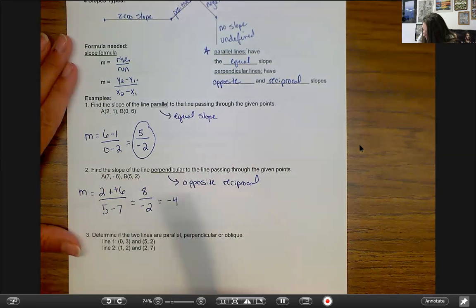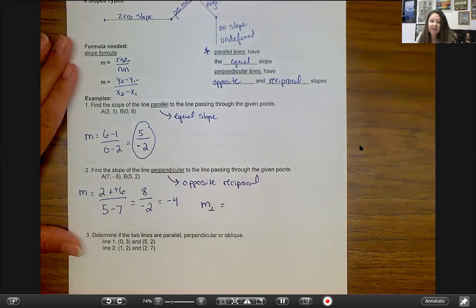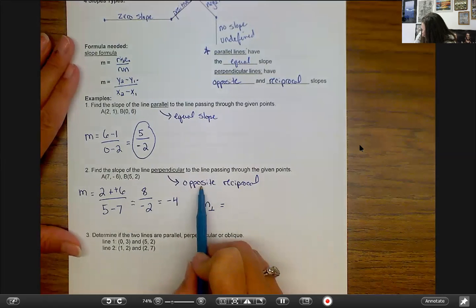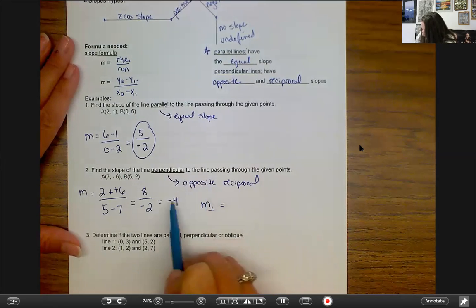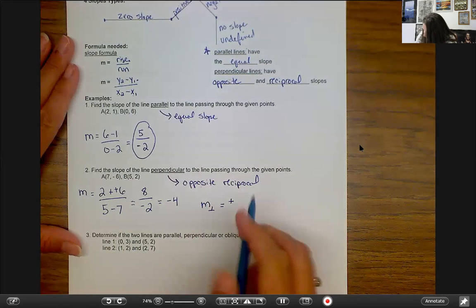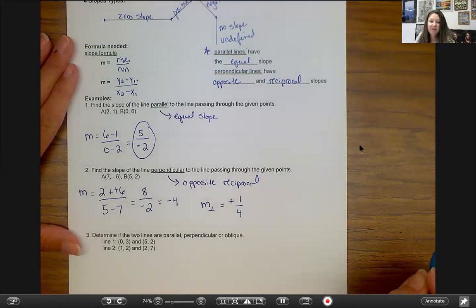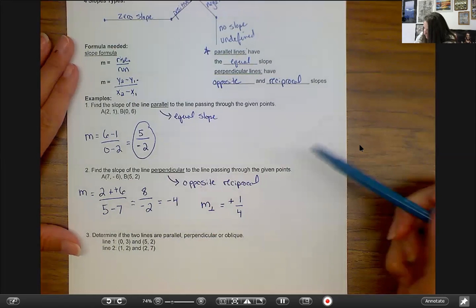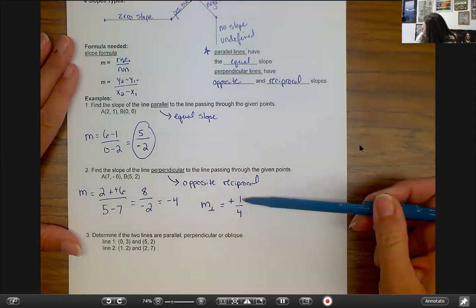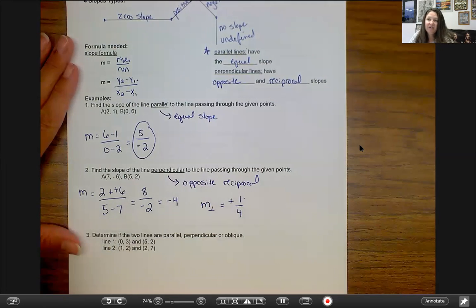Now, if the slope of the given line is negative 4, the slope that will run perpendicular will have to have that opposite sign. So if this one was negative, ours will be positive, and the reciprocal of 4 is going to be 1/4. So the line I want to create running perpendicular will have to move up 1 unit for every 4 we move to the right, or have a slope of positive 1/4.